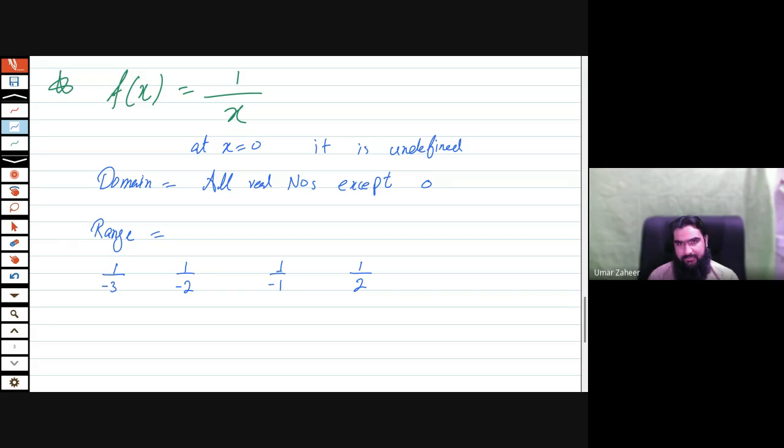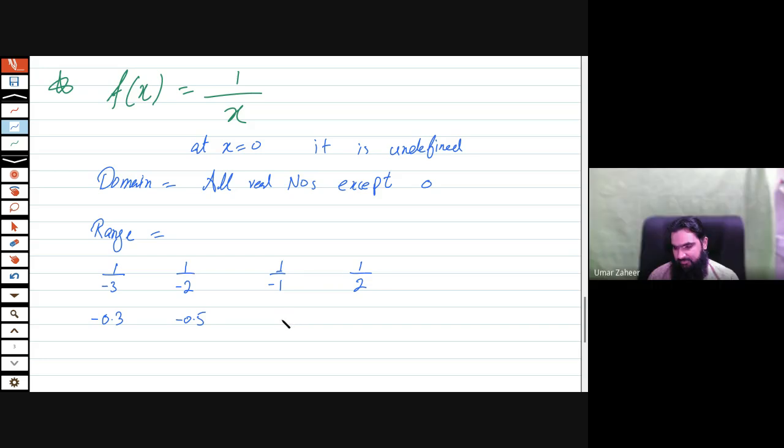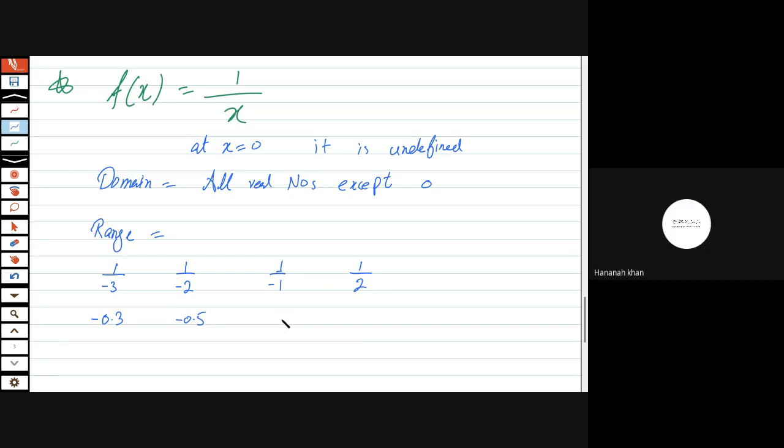Can anyone tell me the answer? The first one is minus 0.3. Minus 0.5. Minus 1.